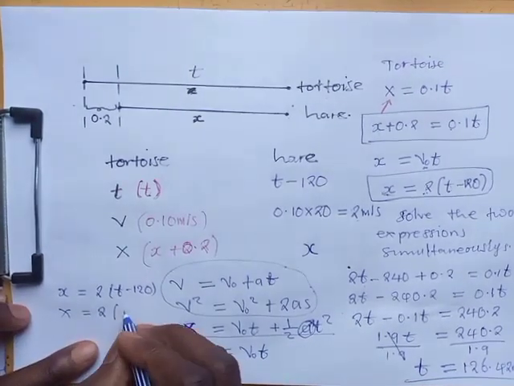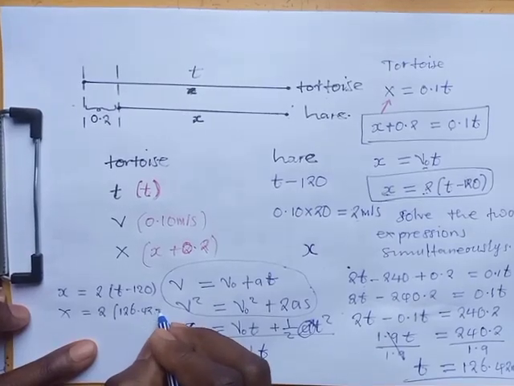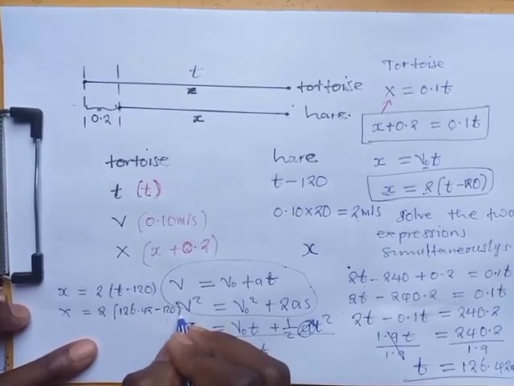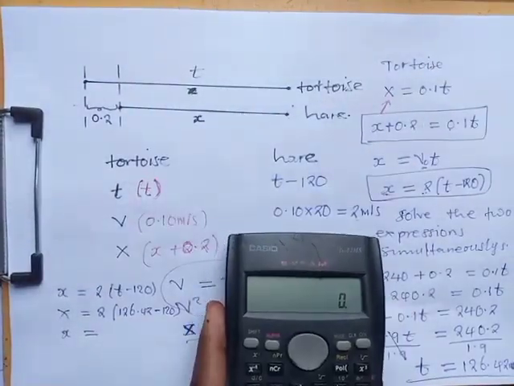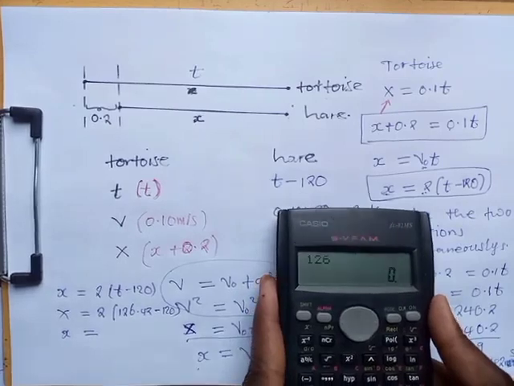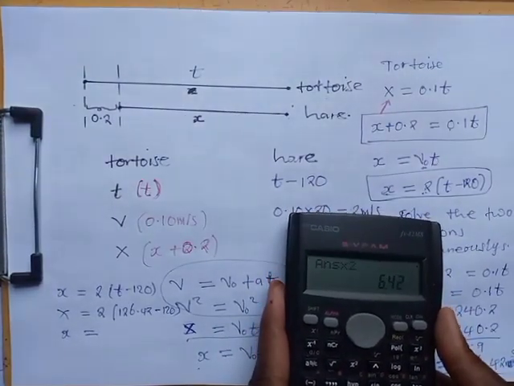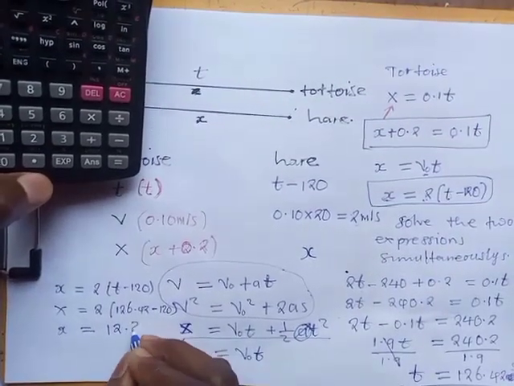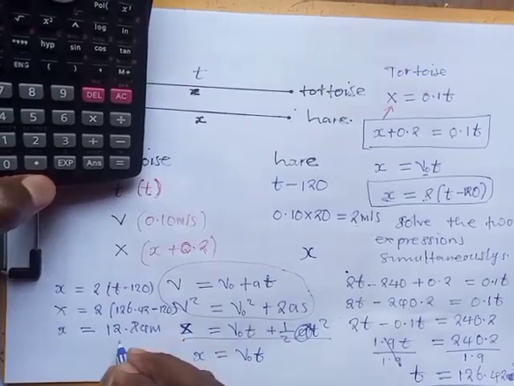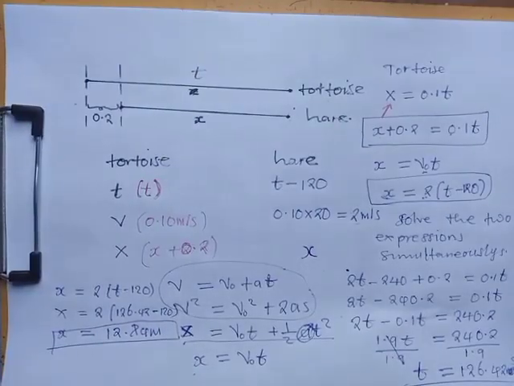What is the time that we are finding? It has to be 126.42 minus 120. So x is going to be given as 2 times 126.42 minus 120. If we punch this on the calculator, we get the answer as 12.84 meters. This becomes the distance that the race had.